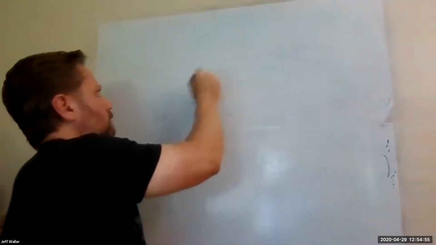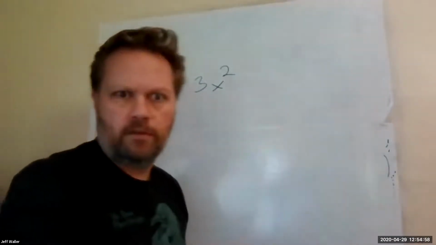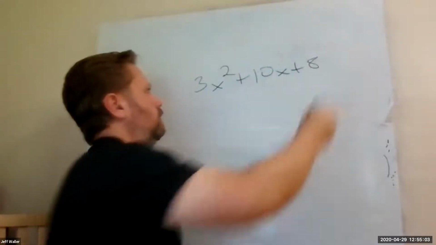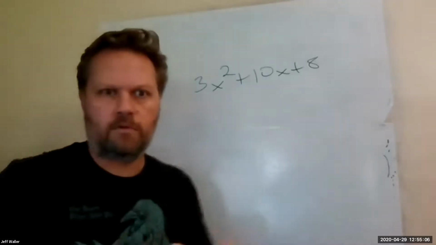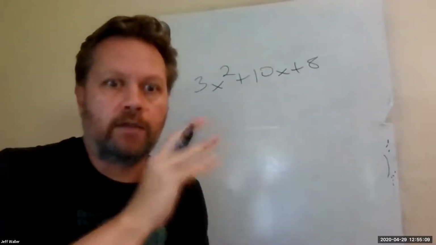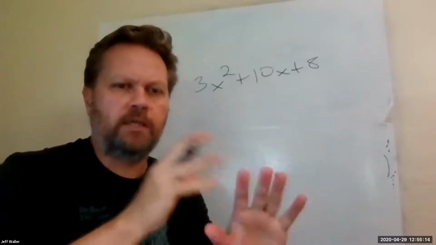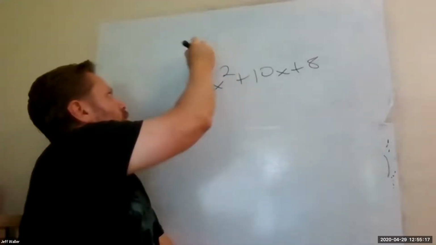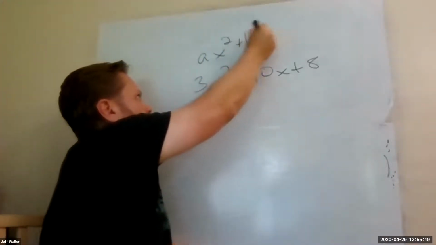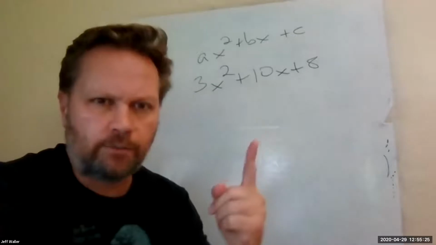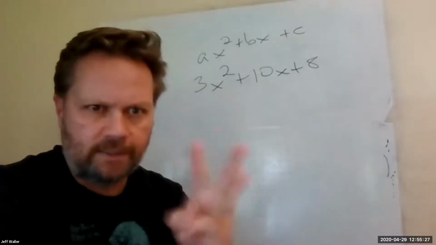Okay, let's look at this one. Let me write up here for you guys. 3x squared plus 10x plus 8. All right, so now here's the idea. I haven't really made a big deal out of this, but I should right now. Do you guys see how that's in the form ax squared plus bx plus c, where a is 3, b is 10, and c is 8.